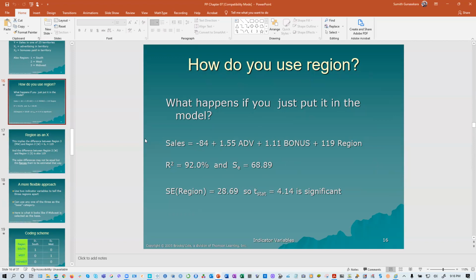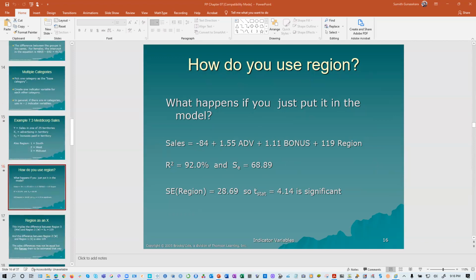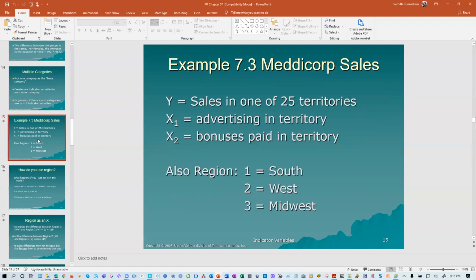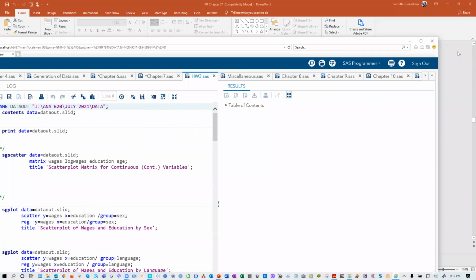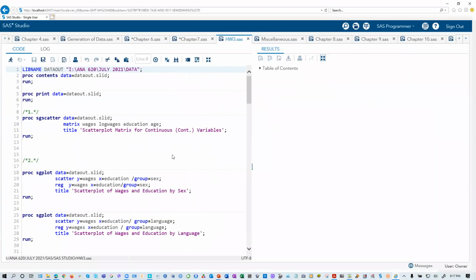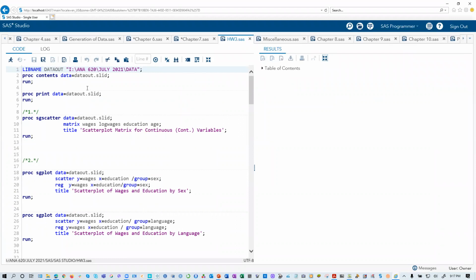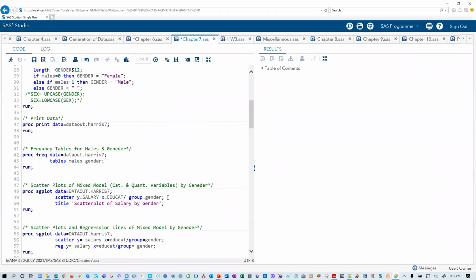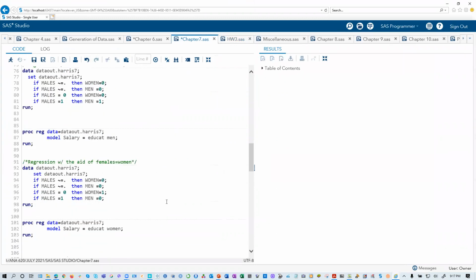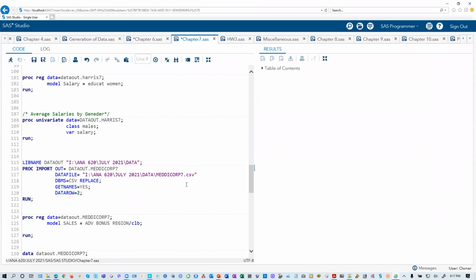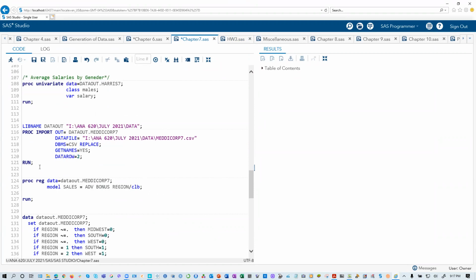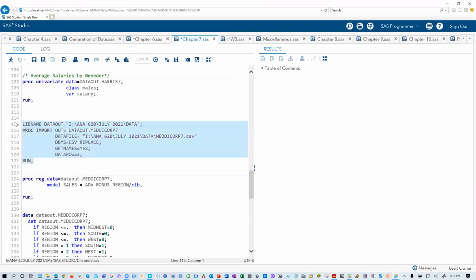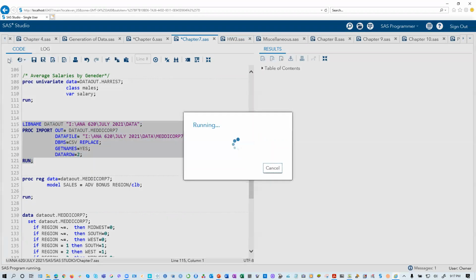Okay. Let's see whether we can run this data set on SAS. We have chapter 7. Chapter 7 has this data. Sorry, Data Harris 7, I think. I said Harris 7 bonus. Male, female, not that one actually. This data set, no? Medical, see, region has been included, okay? Look at this data.